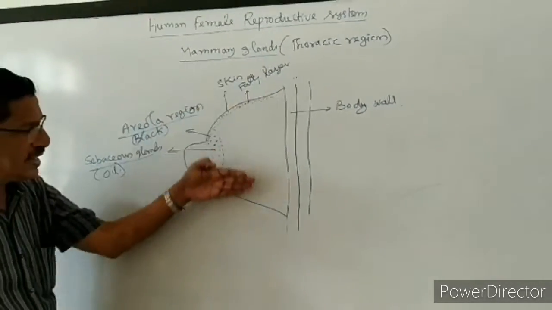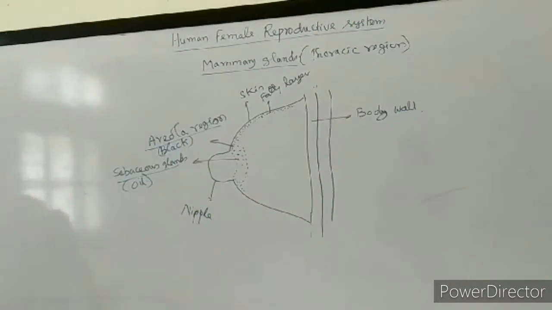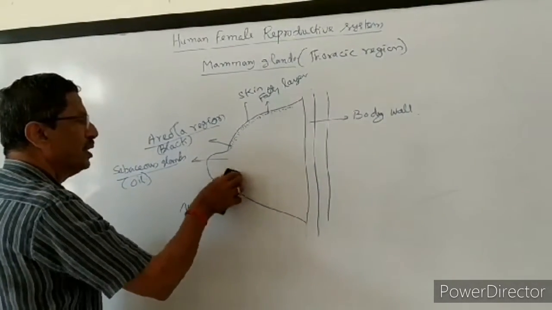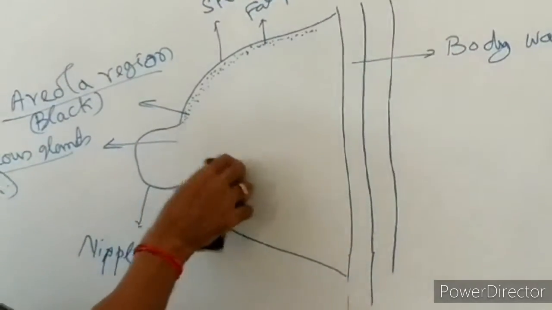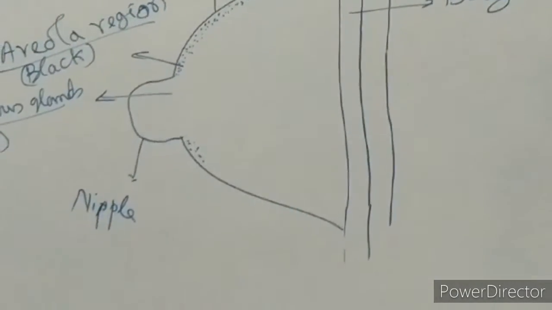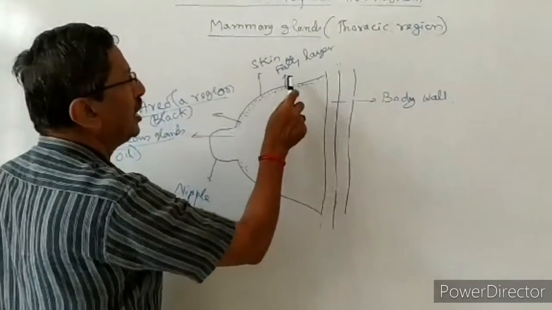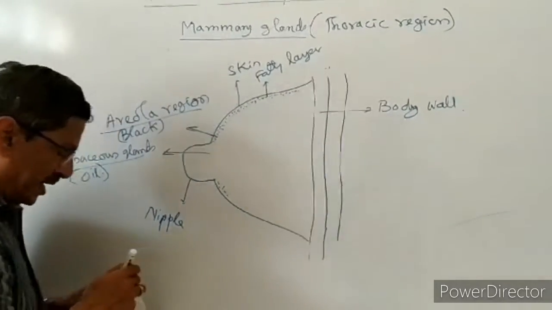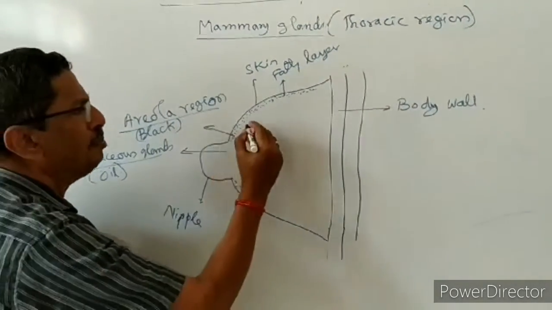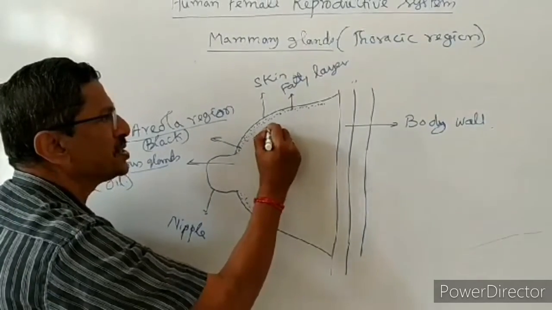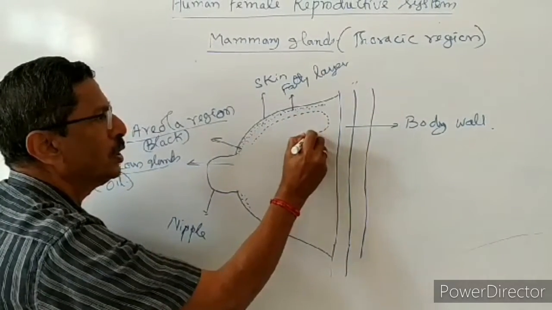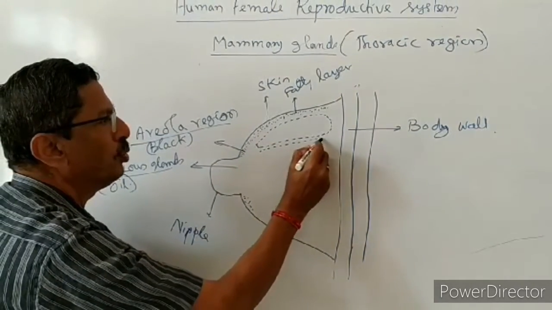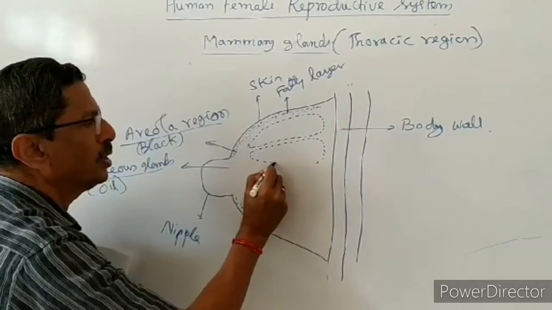Now we are taking a section of this mammary gland to see the various structures present inside. The areola region is only seen on the outside, it will not be present inside. Now this is the internal view of the mammary gland. The outer skin is there, and below that the fatty layer is present. Then inside the fatty layer, in the mammary gland, a number of lobe-like structures are present. This is one lobe. Like that, another lobe. I am going to draw only a few lobes. This is another lobe.